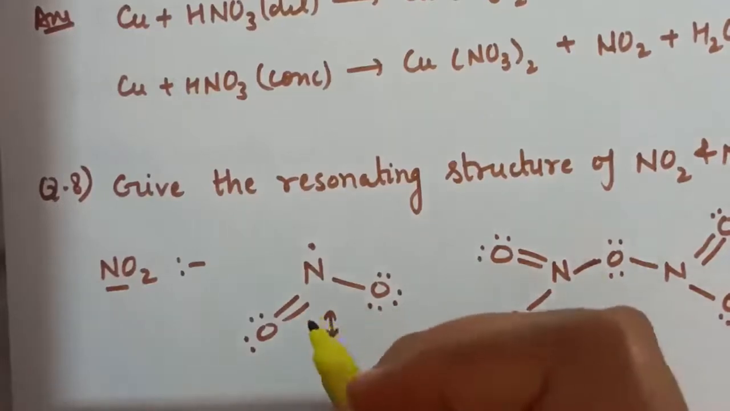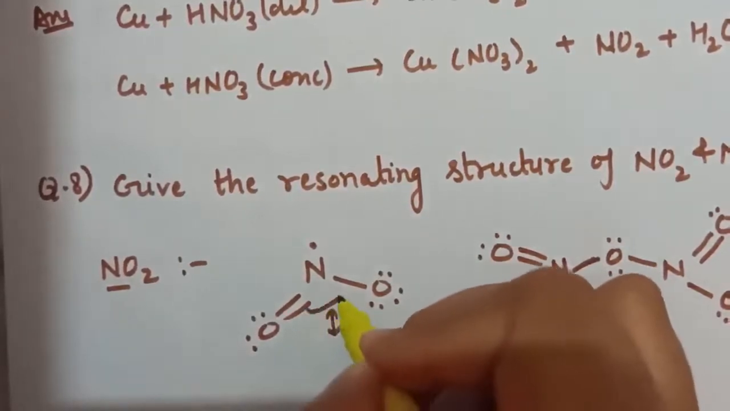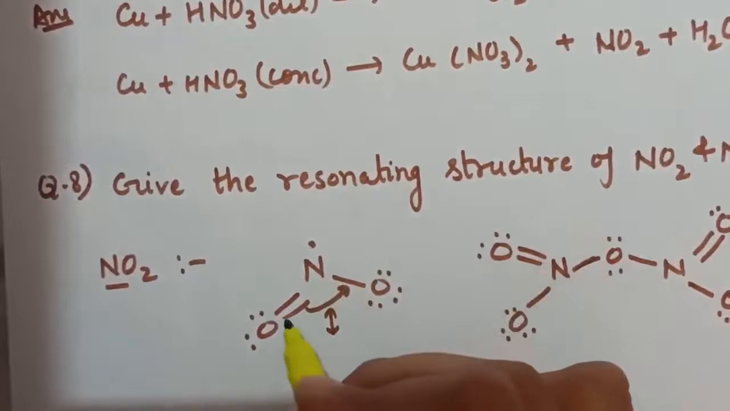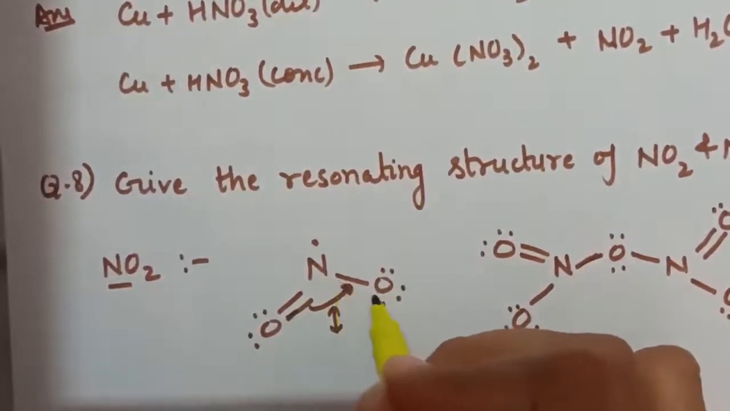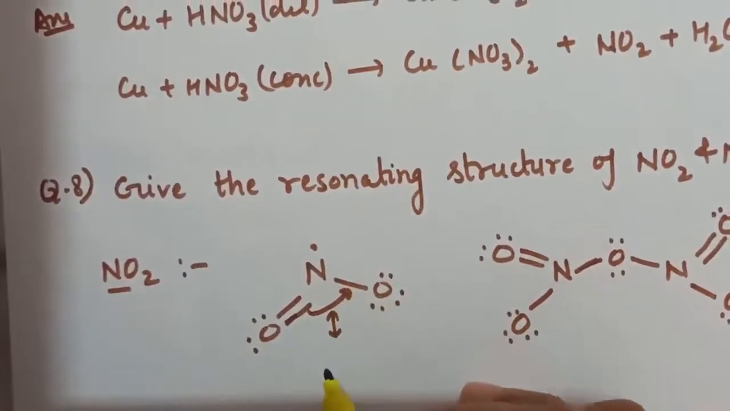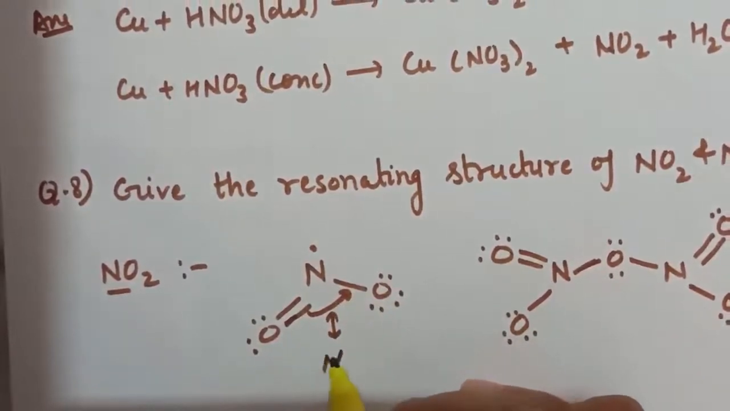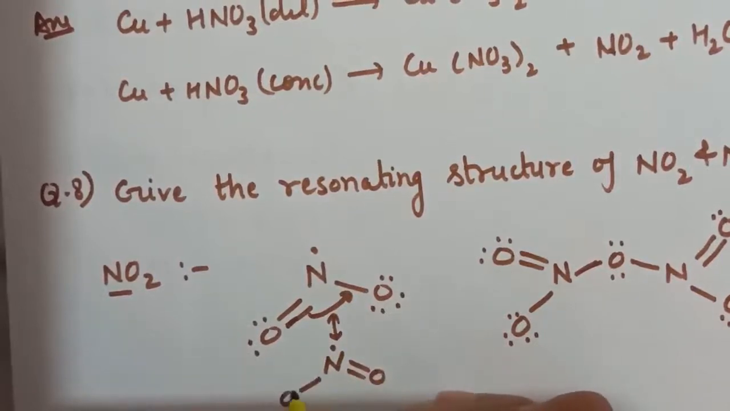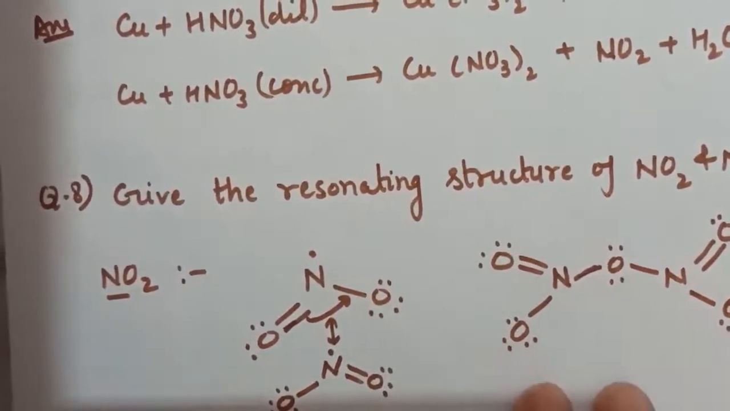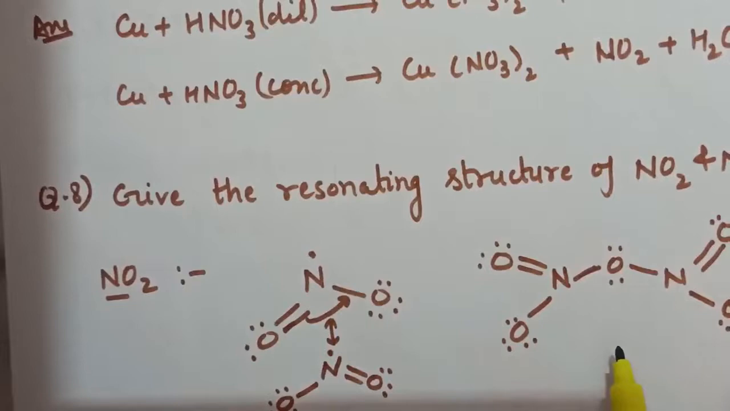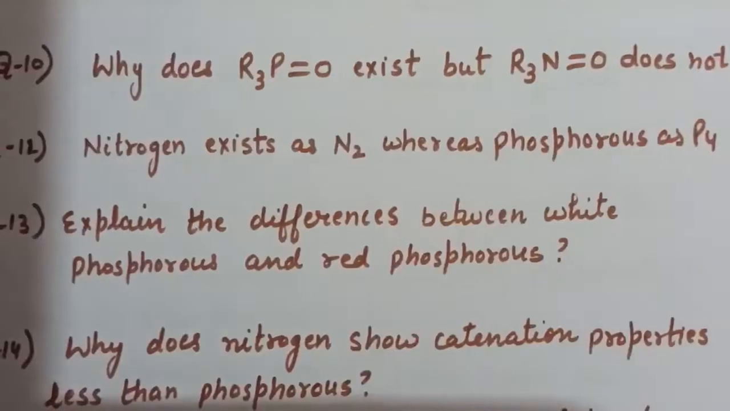So we can draw the resonating structure of NO2 by shifting this double bond to the other nitrogen-oxygen bond. So the resonating structure for NO2 is N double bond O, and on this side we have the other oxygen. So this is the resonating structure for NO2. Similarly, we can draw the resonating structure for N2O5.